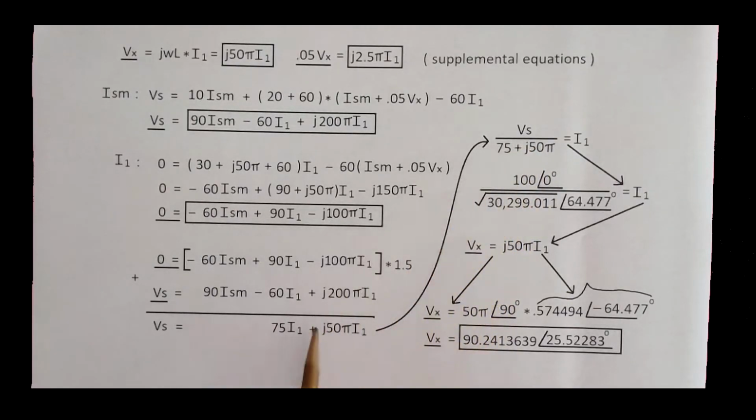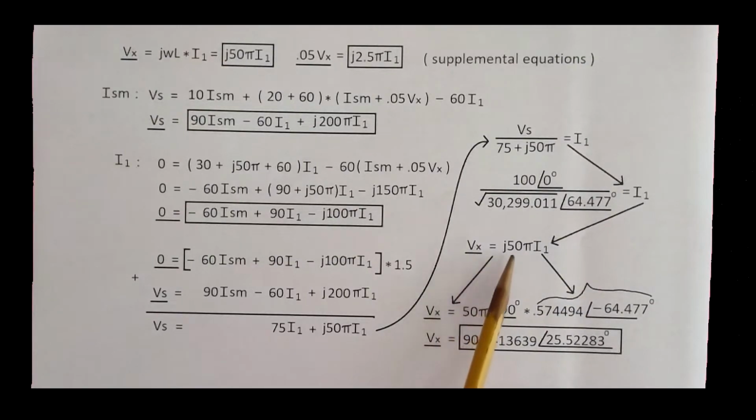Coming up here, we rearrange again with Vs. We find I1 is equal to this. Here we replace Vs with the source voltage, 100 volts, 0 degrees. That was given to us.